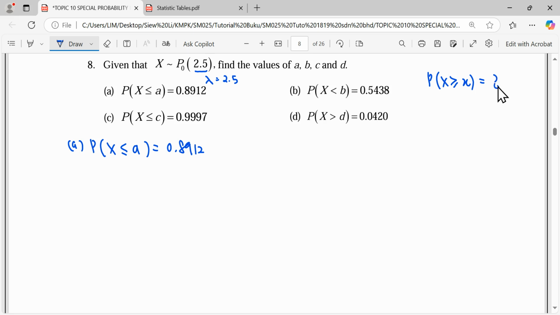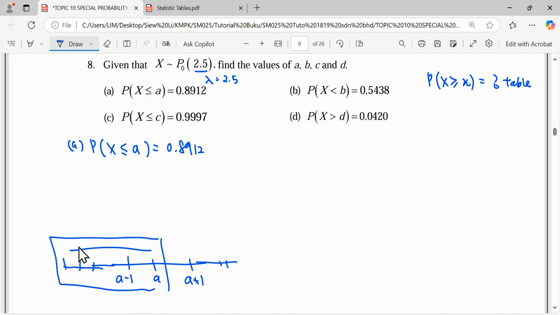So this is our table reading. If you want to convert P(X ≤ a) to the table, in a discrete distribution you can see this is a, before a is a minus 1, after a is a plus 1, and so on. You want all the numbers less than or equal to a, including a. In the table, we can only read the right tail, the right side.